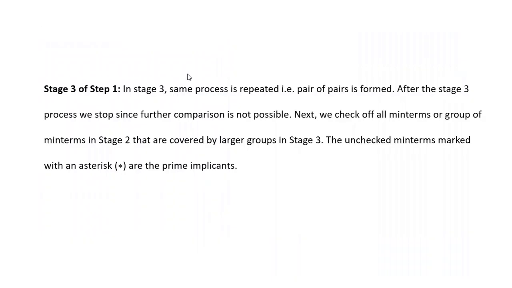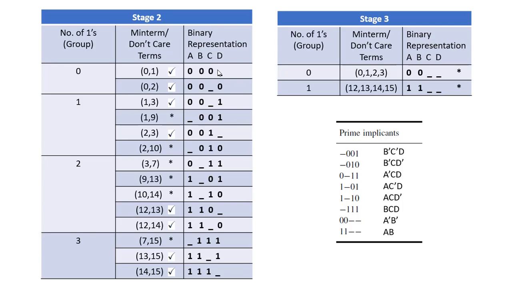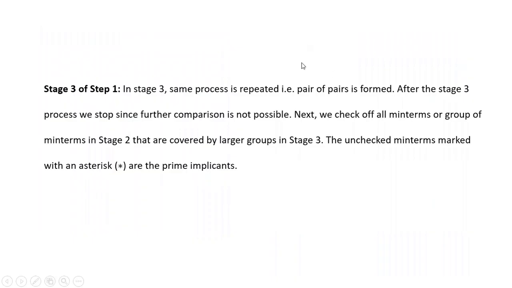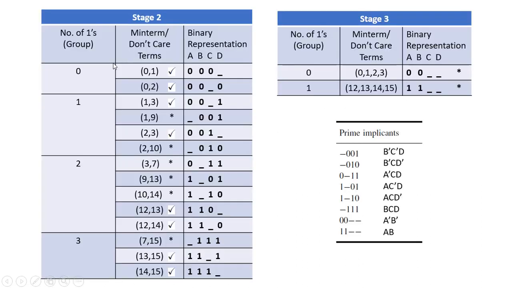So again one more comparison can be done within these pairs. In stage 3 the same process is repeated. Now we will form pairs of pairs. After the stage 3 process we will stop because no further comparison is possible. Next, we will check off all the groups of minterms in stage 2 that are covered by the larger groups in stage 3. The unchecked minterms marked with an asterisk are the prime implicants. So this is what we have got in stage 2.